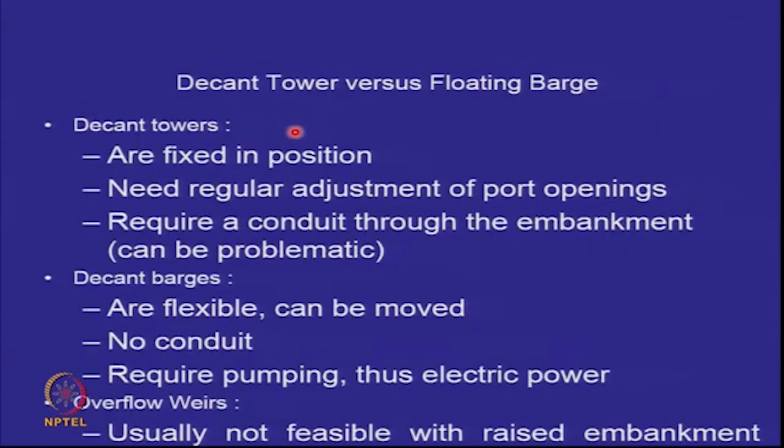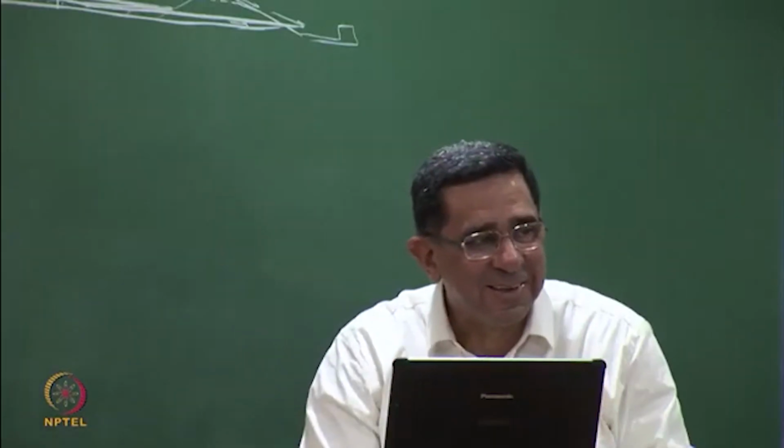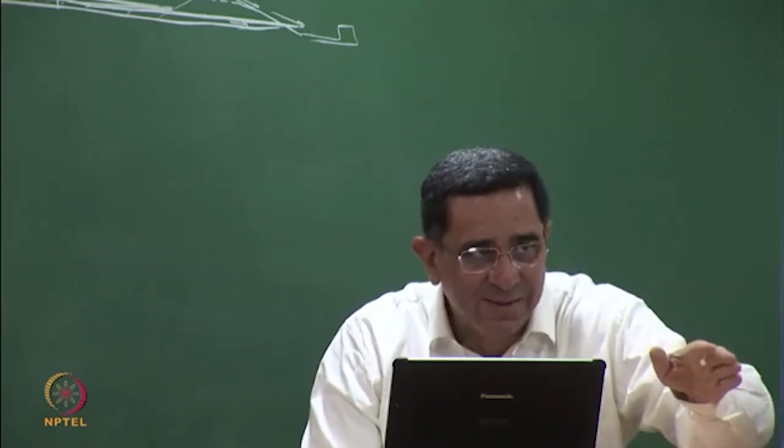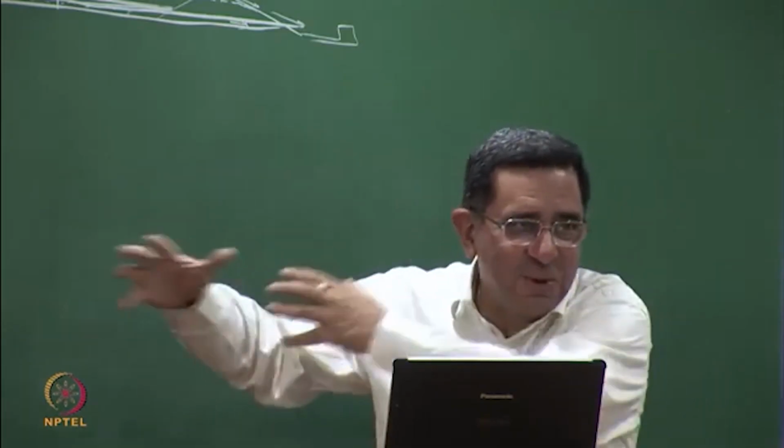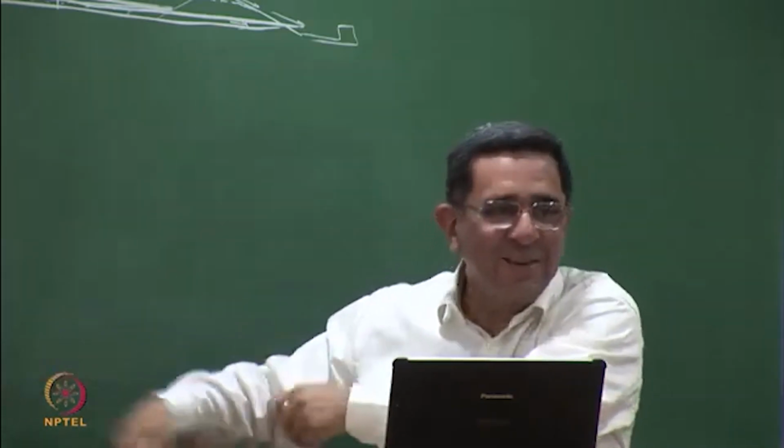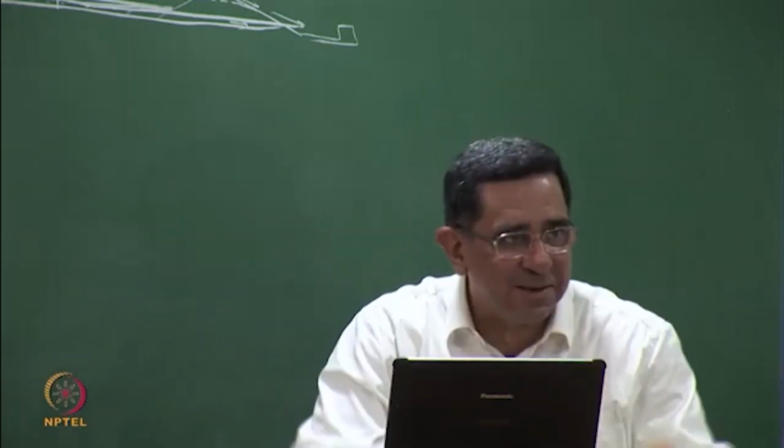So the advantages and disadvantages: decant towers are fixed in position. Water is somewhere else and the tower is somewhere else. It can happen, don't worry. Why? Water will go where it wants to go, na? Depending on the slope of how it got deposited. So the barge will go after the water. Of course, unless it is marooned in one corner, in which case also you can get a light barge and pick it up and take it there.